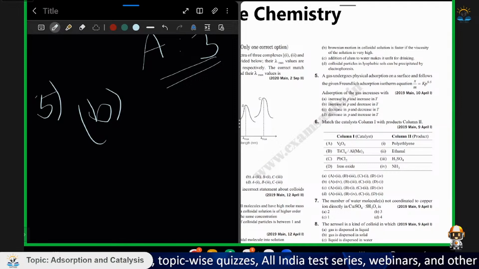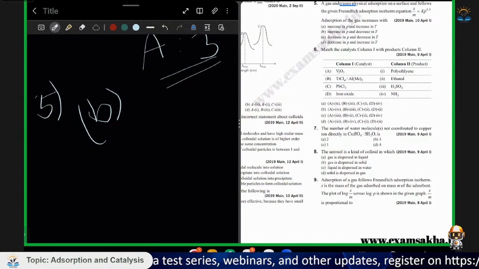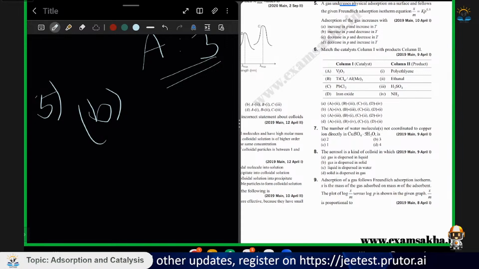Sixth question, direct question. I'm just going to give it. Seventh question: number of water molecules not coordinated to copper ion directly.